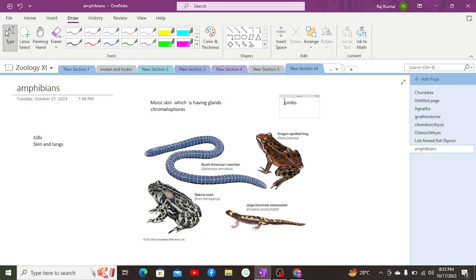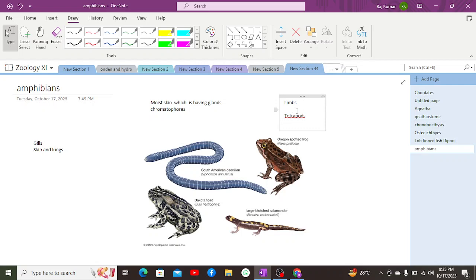Most of these are having limbs. These are basically tetrapods, due to which these are having limbs. These are having the capability to locomote on terrestrial habitats such as on land, which makes them adaptable for this condition as well.